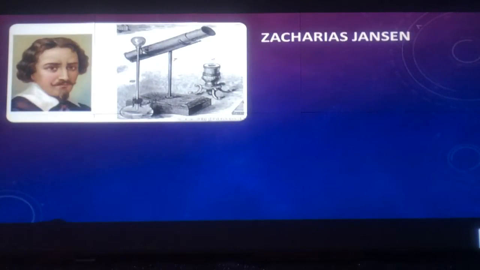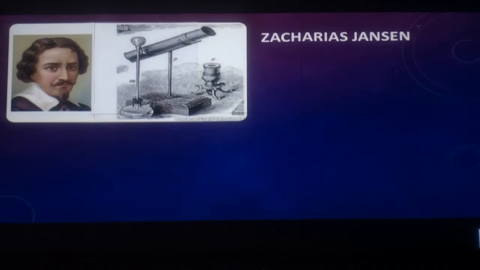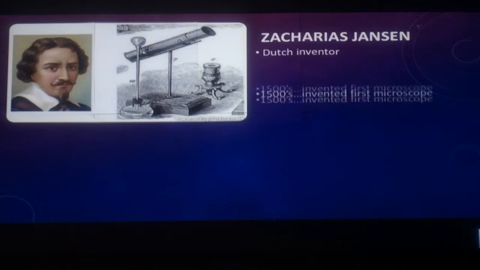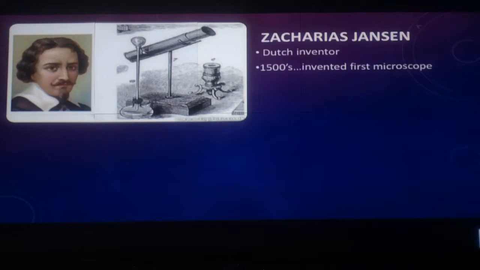This man, his name is Zacharias Janssen. He is credited for the invention of the first microscope. He's a Dutch inventor. He made this microscope in the 1500s, but there's some argument whether or not he was truly the first person to invent the microscope.